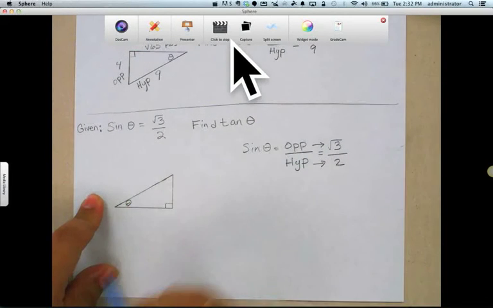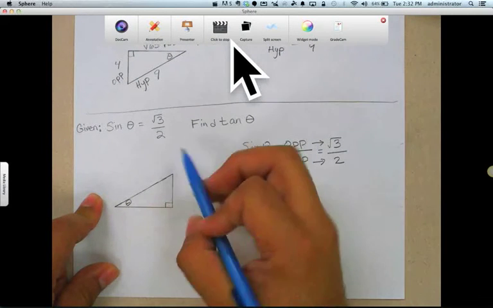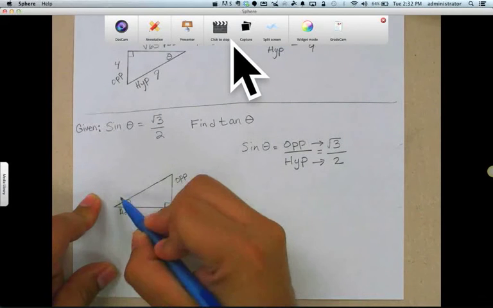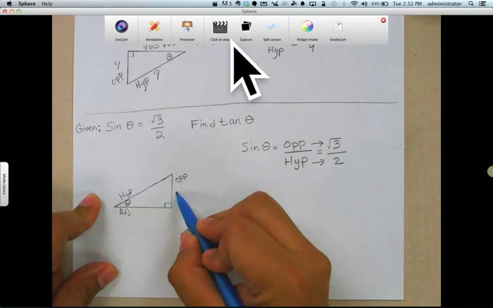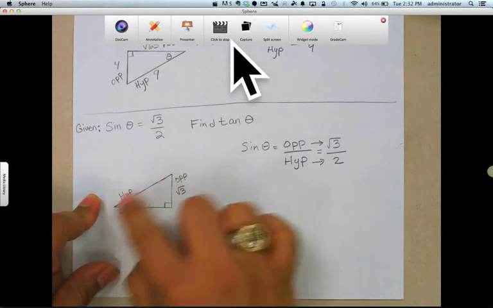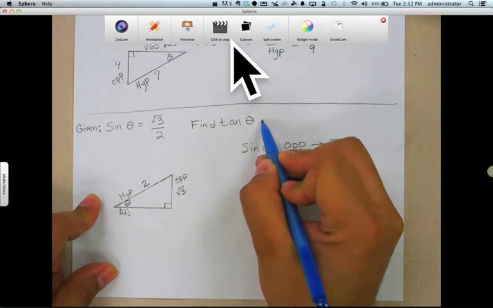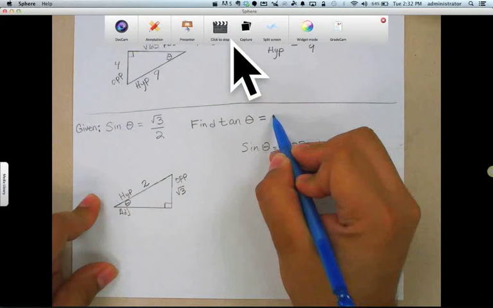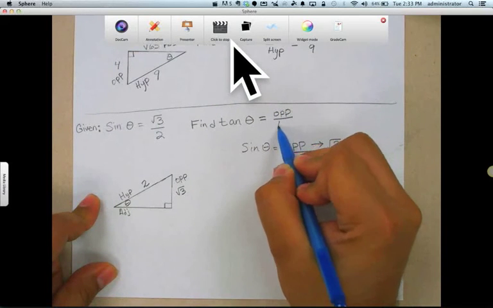So I drew a triangle already, a right triangle. Let's say theta's here. Opposite is this side right here. This is the opposite, this is the adjacent, and this is the hypotenuse right here. So I'm going to label the opposite square root of 3, this length right here, and the hypotenuse, label this 2. All right, well, now let's go back to what the question was asking. It said find the tangent of theta. Well, the tangent of theta is TOA, the opposite over the adjacent, okay?